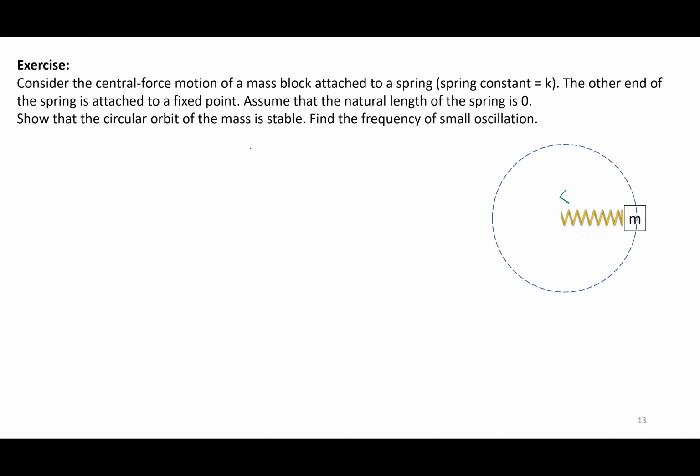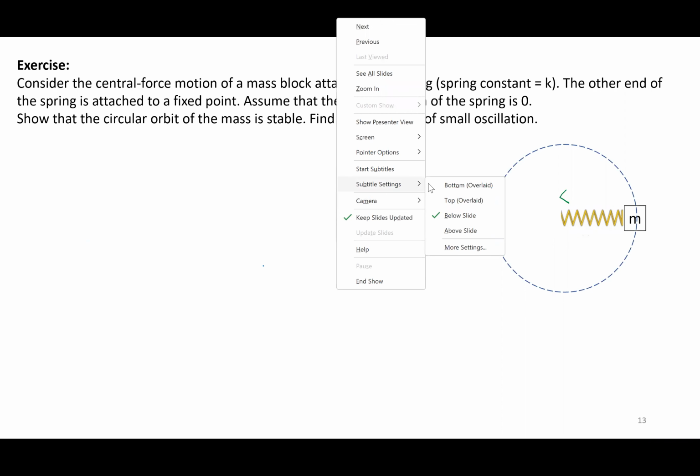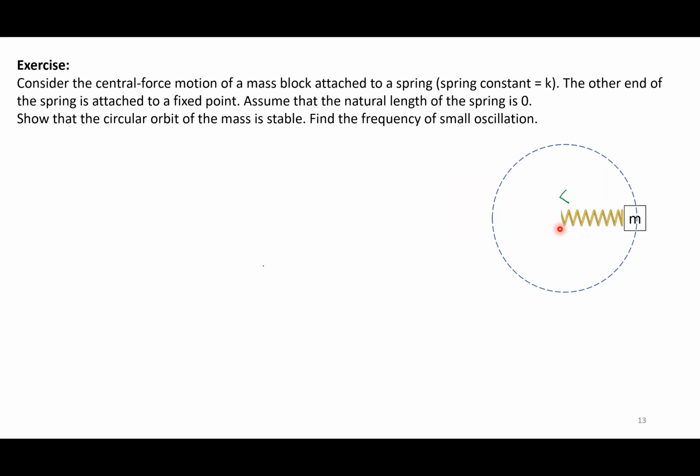In this exercise problem, what we have is a mass spring system. One end of the spring is attached to a mass block, and the other end is fixed at the origin. Here you can see I have this mass going along a circular orbit like this. This is the initial condition that we set.